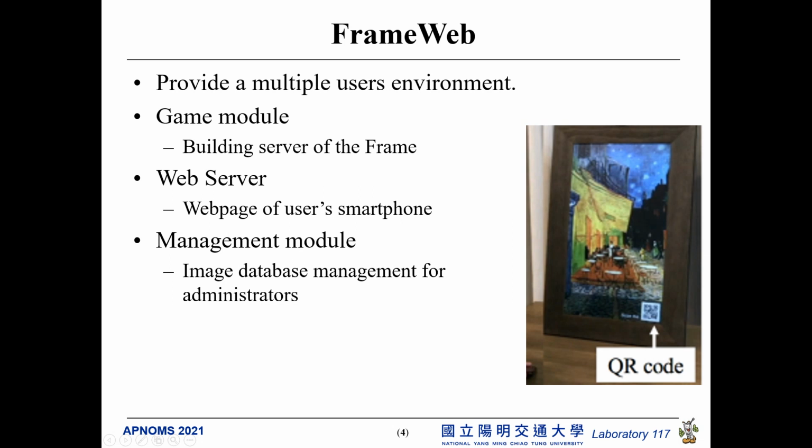The architecture of the FrameTalk consists of three parts: game module, web server, and management module. The first part is game module. Game module is responsible for building the server of the FrameTalk. When the URL is visited, game module will push register command to IoT Talk server for creating a new project.